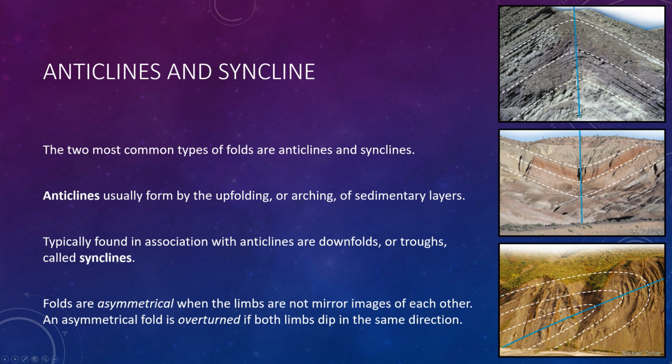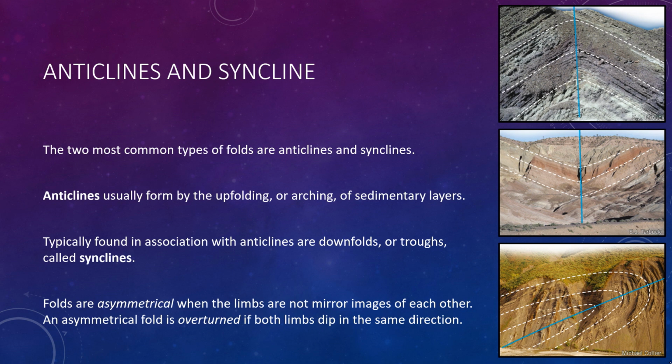Depending on their orientation, these basic folds are described as symmetrical when the limbs are mirror images of one another, and asymmetrical when they are not. The limbs of a symmetrical fold dip at the same angle, resulting in a vertical axial plane, like you see in the first two images. By contrast, the limbs of an asymmetrical fold dip at different angles, which results in an inclined axial plane. An asymmetrical fold is said to be overturned if both limbs happen to dip down in the same direction, like you see in the bottom right image. That is, one limb is tilted beyond the vertical of the other.